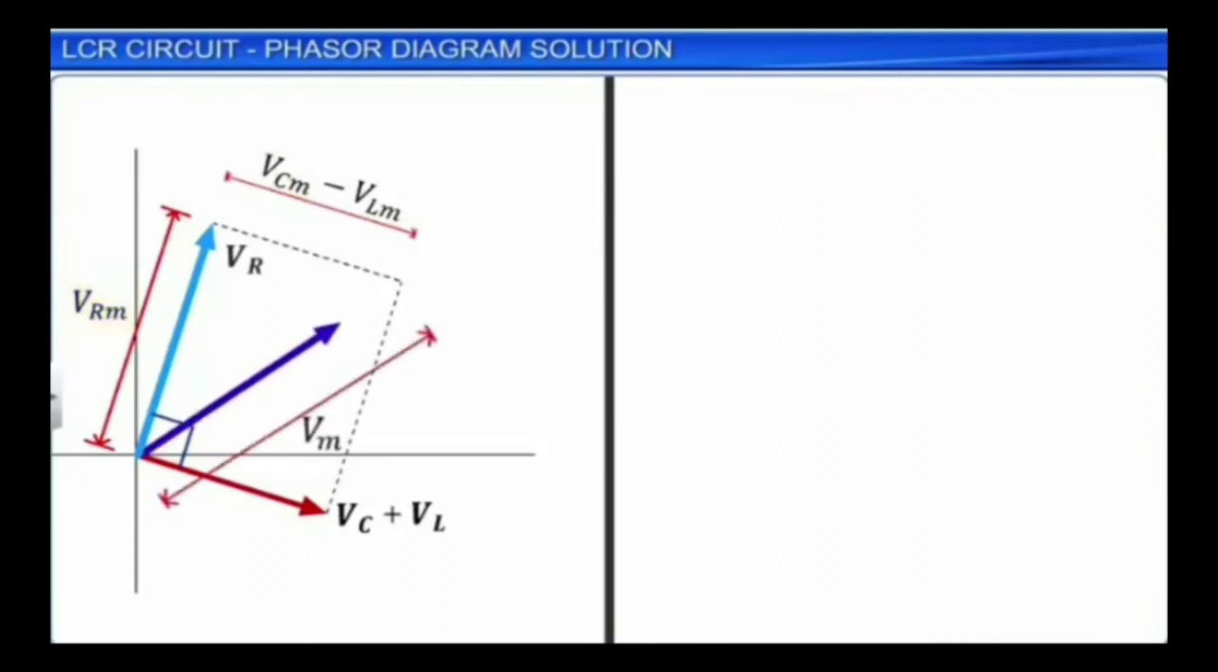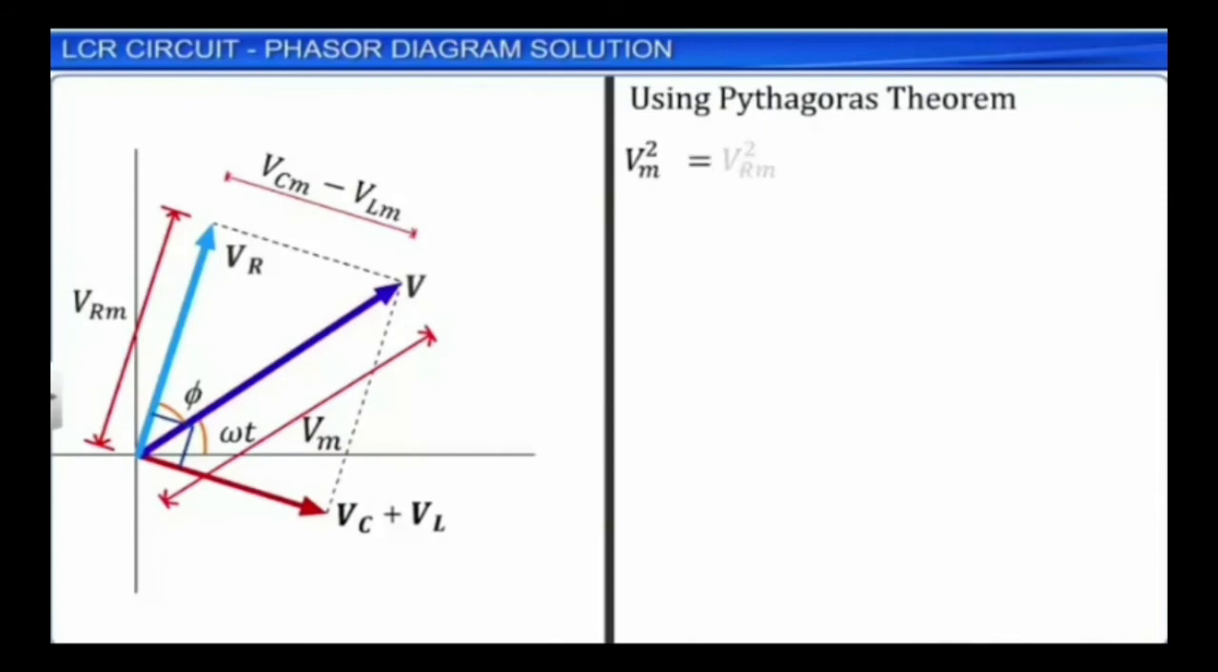Now to do the vector sum, we have to construct the parallelogram and draw the diagonal from the common point. So we'll get the resultant as shown, and that resultant is the same as the applied voltage. So the length of that phasor will be Vm.